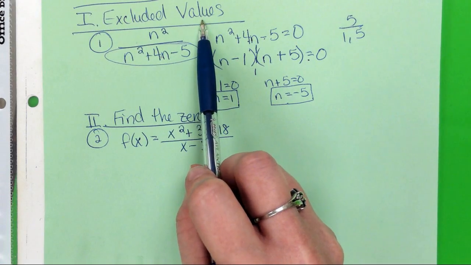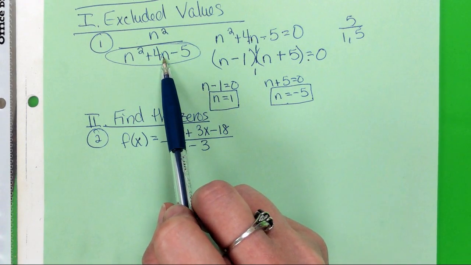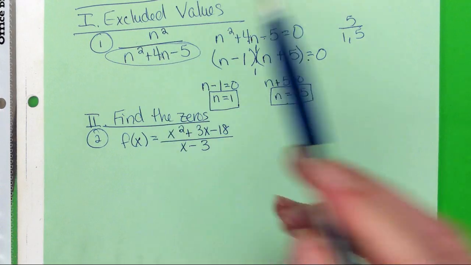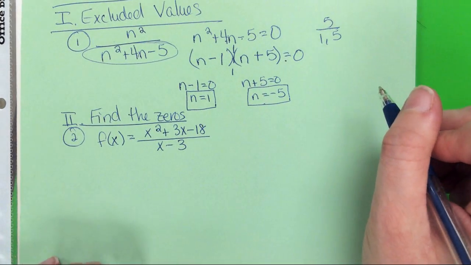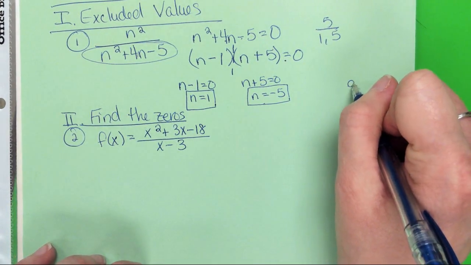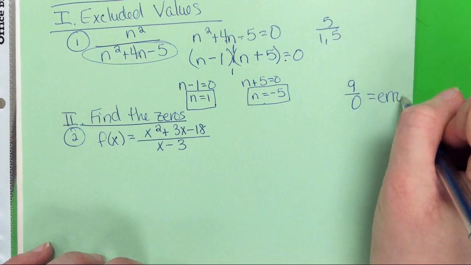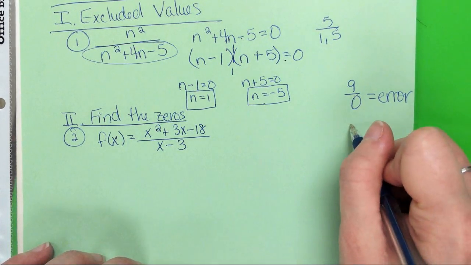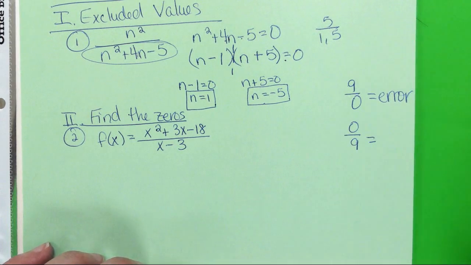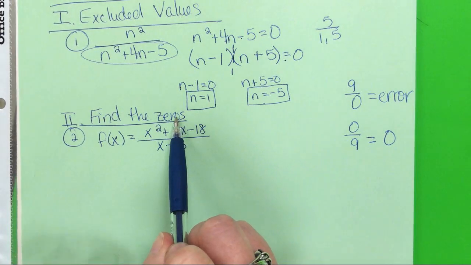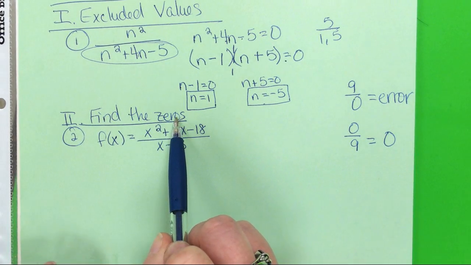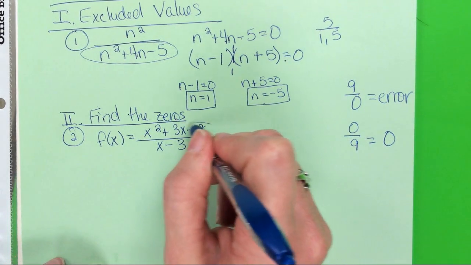Excluded values. Where does the 0 need to be for it to be excluded? On the bottom, right? So if I had, let's just take, give me a number. 9. If I have 9 over 0, if I plug that in my calculator, I get an error, right? What if I have 0 over 9, though? You get 0. So if I want to find the zeros, you're going to look where the top is 0. So this one is where the top is 0.